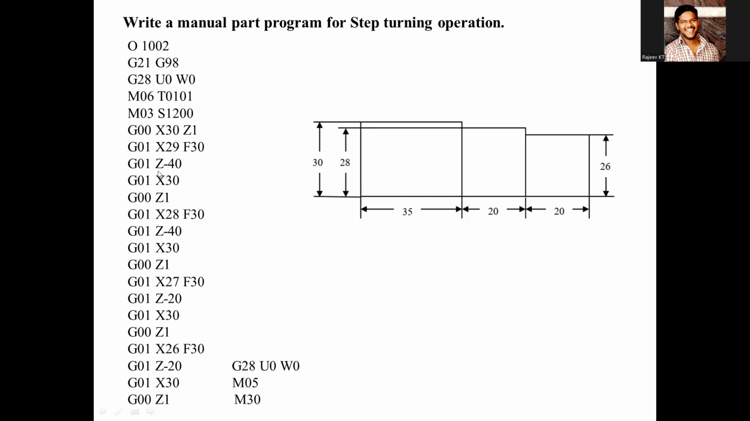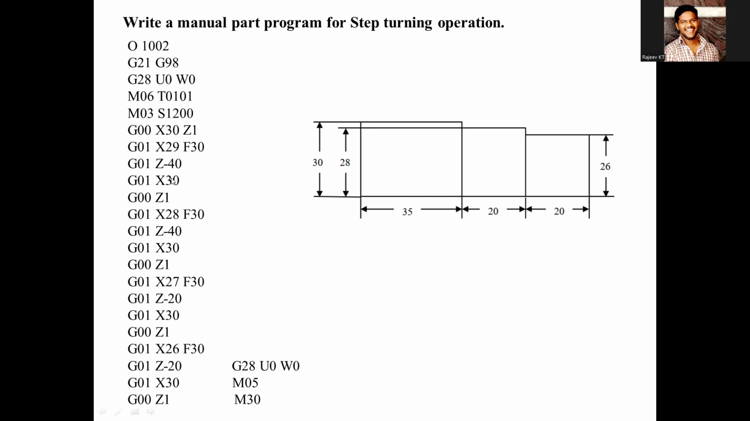So that's why we have taken a value X29. First X will move in this direction, then Z minus 40. It will go in this direction. Then it will finish and it will come back to initial position. Next X28, and it will finish its process like this and it will come back to initial position.